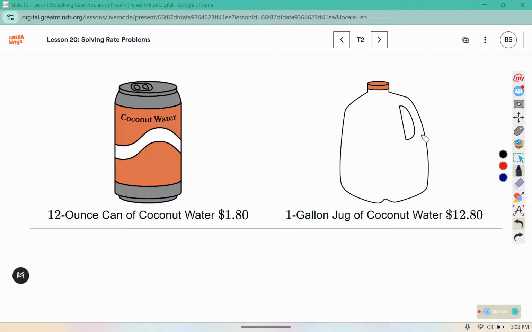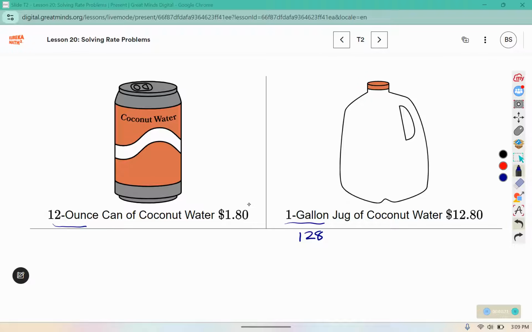You might buy a full gallon if you are going to share it at a party, or if many people in your family drink coconut water. Maybe you're going to use a full gallon if you are making a specific type of recipe. But if you're trying to figure out which one is a better deal, we would need them to be in the same units. So this is in ounces and this is in gallons. There are 128 ounces in a gallon.